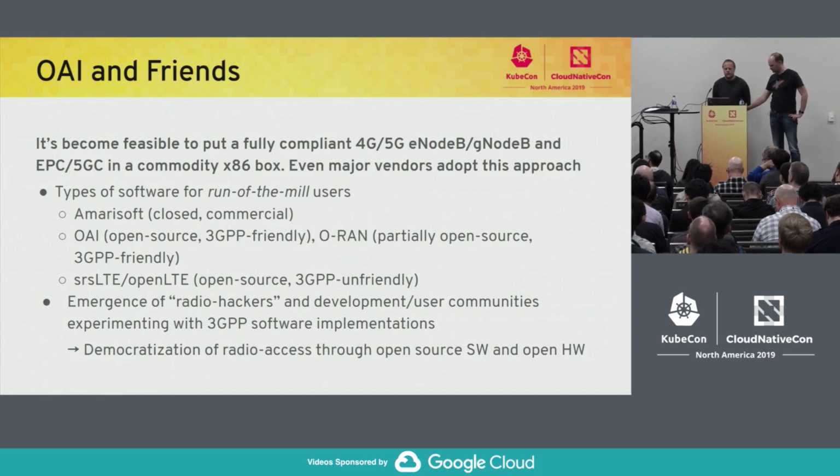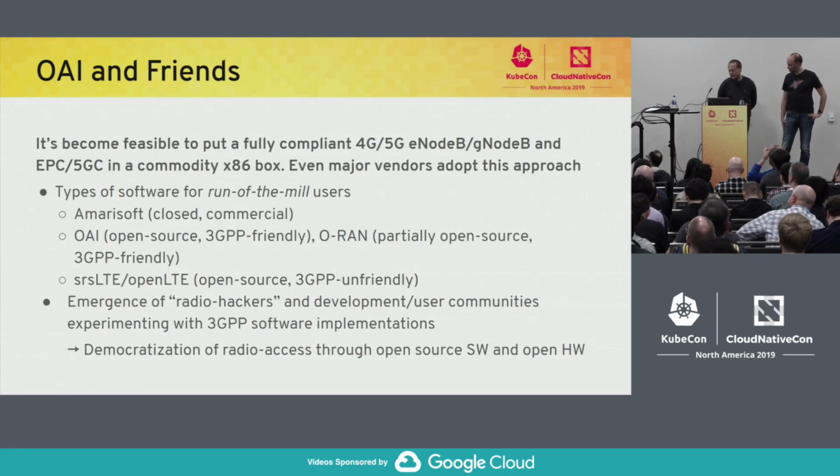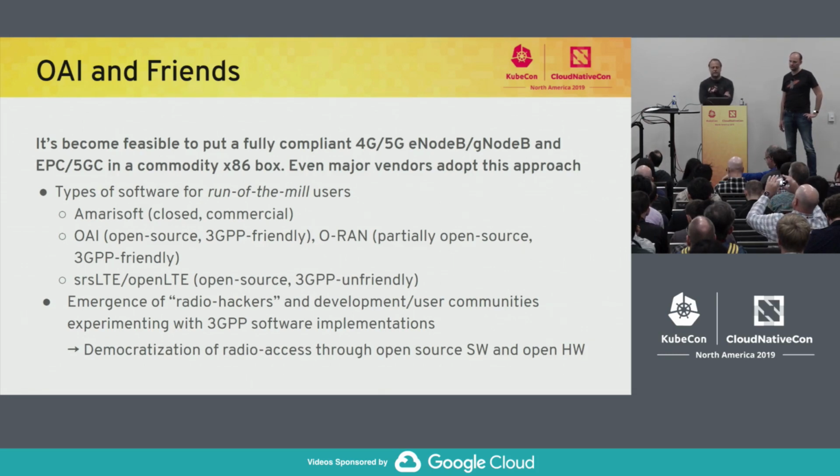Okay, so this slide here is really about OpenAirInterface. So this is the software that we've been promoting over the last couple of years. And actually also some of the friends that are doing similar kinds of software, not always in a community-based manner, but similar types of software. And basically it's all built on the premise that it's feasible to put a fully compliant 4G or 5G base station and the core network in a commodity x86 box. Okay, that's fairly recent. I would say in the last 10 years. We were trying to do it a long time ago, but it wasn't something that was close to commercial reality, let's put it that way.